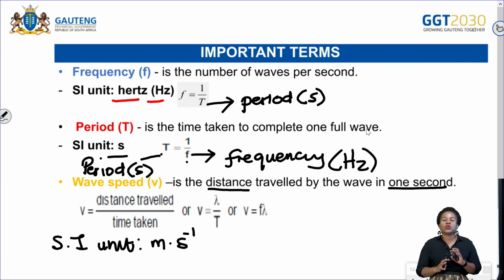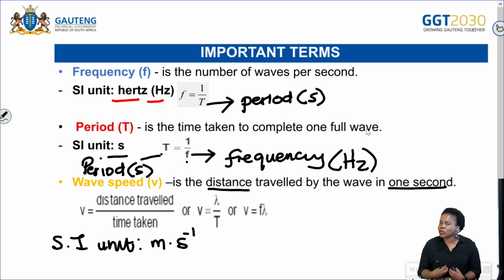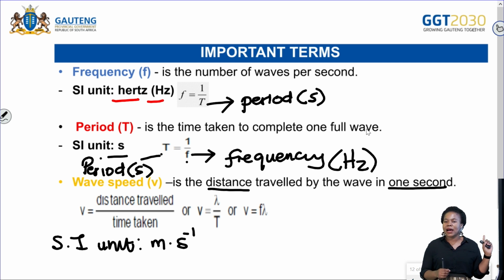With that one, you look at the information that is given to you. Was I given the distance that is traveled and the time taken? If so, if all the variables tick the correct box, therefore you can use v equals distance traveled divided by the time taken. However, if you are given the wavelength, you can divide your wavelength by the period, or you can multiply your frequency with the wavelength, which is our lambda.